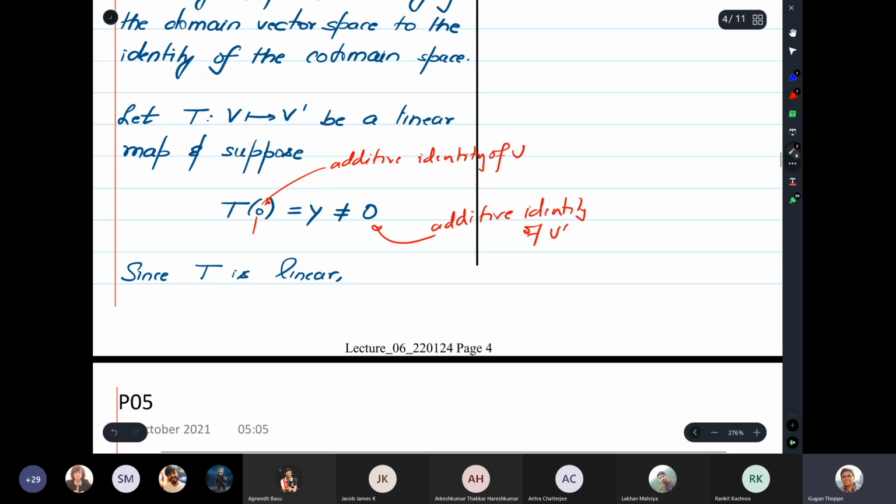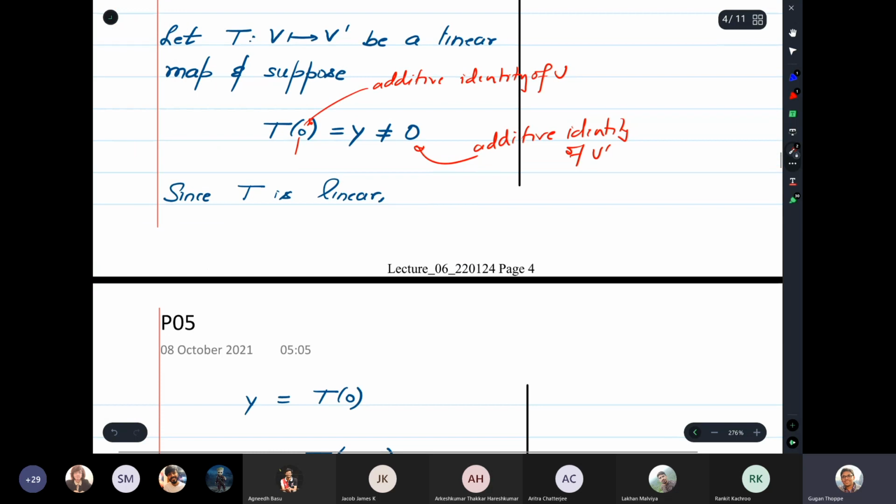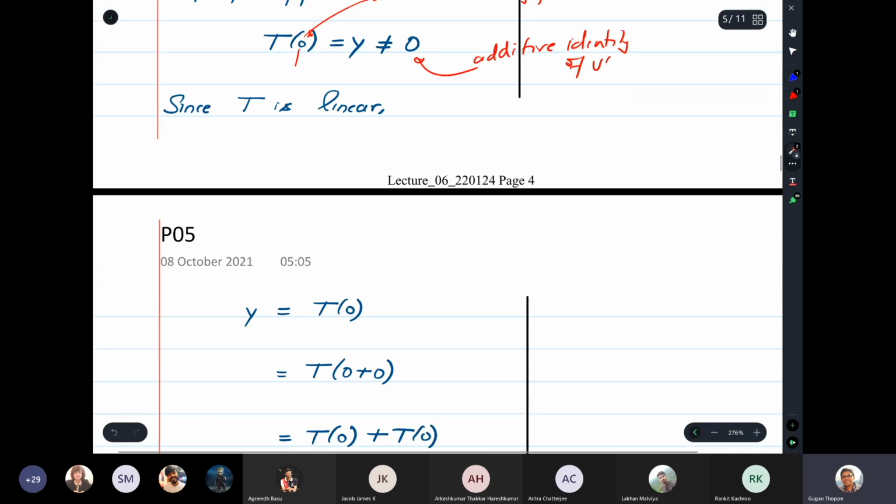So let's verify why this claim leads to a contradiction, right? Of course, T is a map from V to V prime, so the additive identity has to be mapped to some element in V prime. But it could be the case that this output is not the additive identity of V prime. So that's what we have written over here, that T of 0 equals Y, where Y is not equal to 0, right.